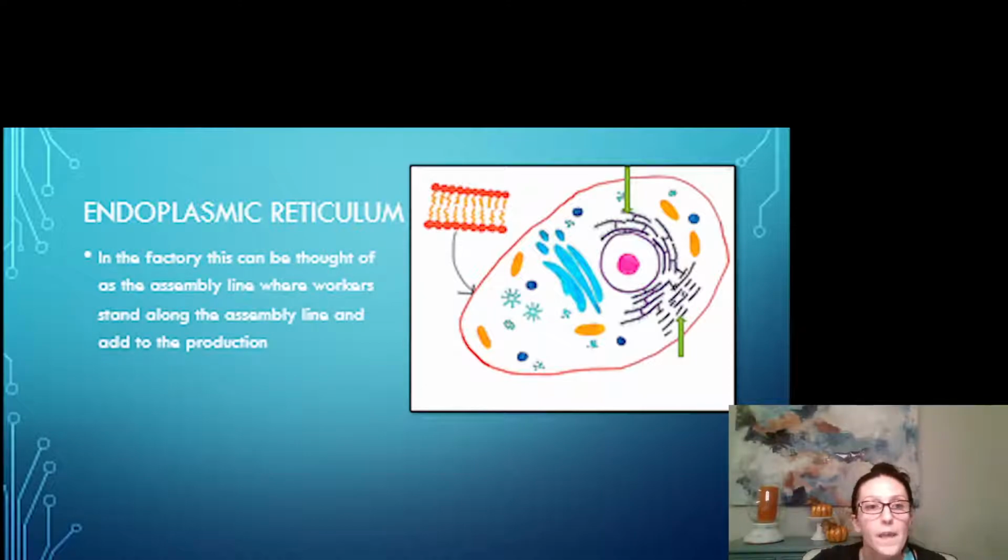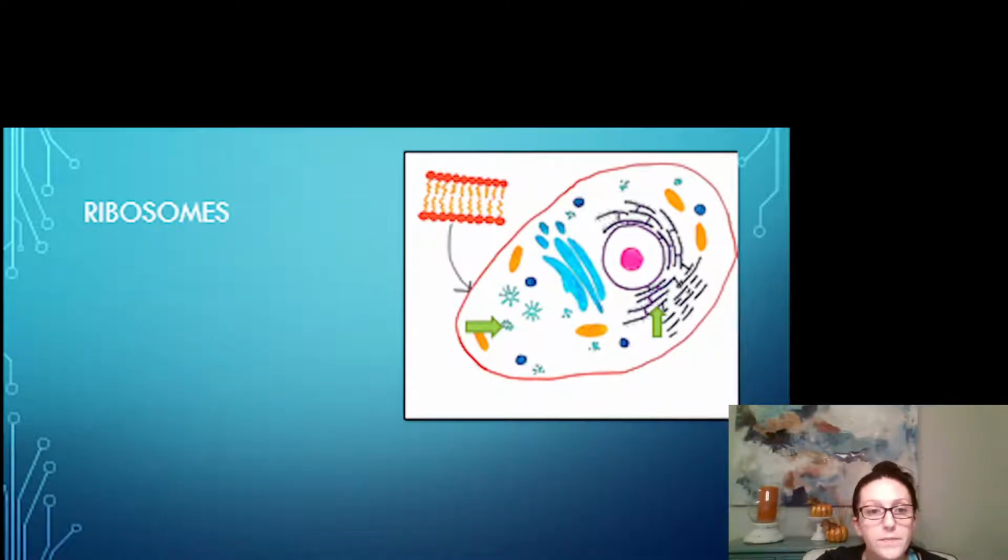In the factory, this can be thought of as the assembly line, where the workers stand along the assembly line and add to the production. As proteins are made, they are moved down the line.